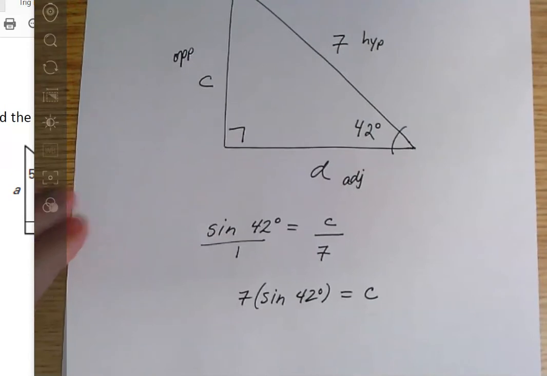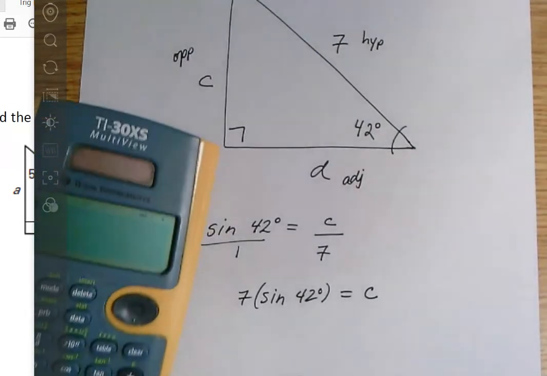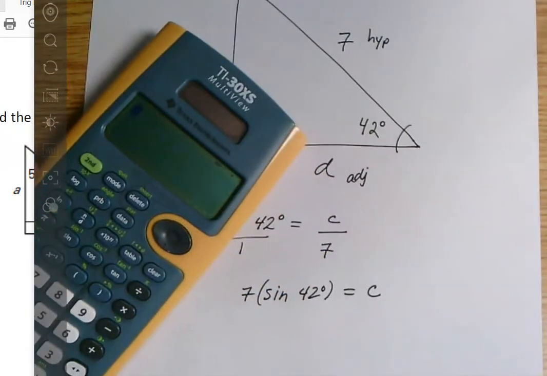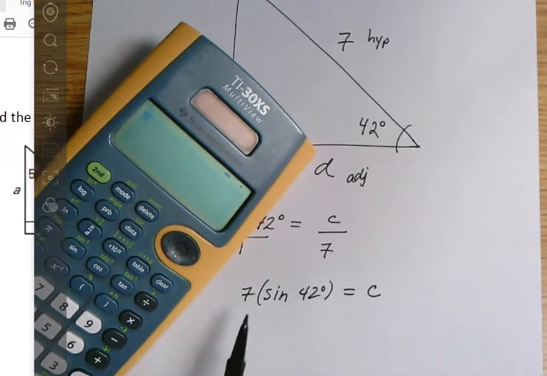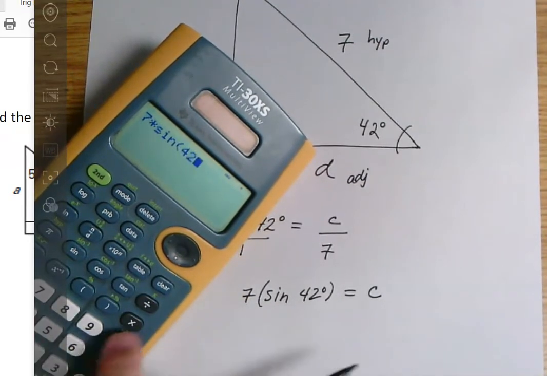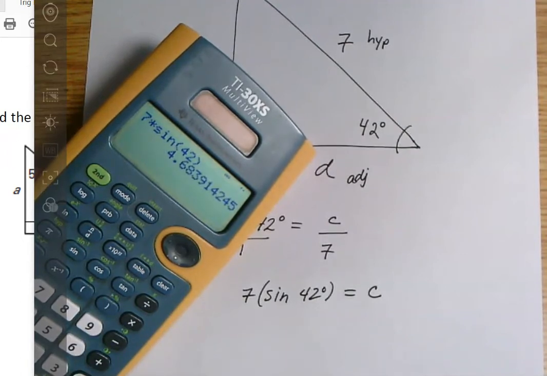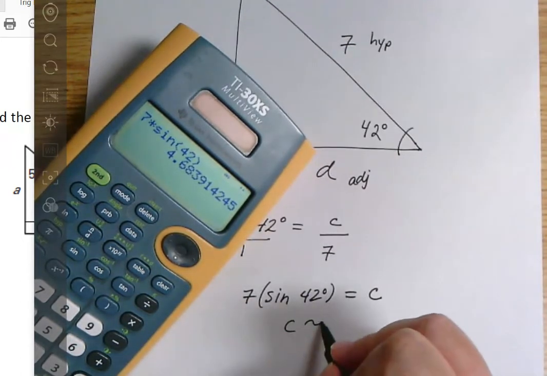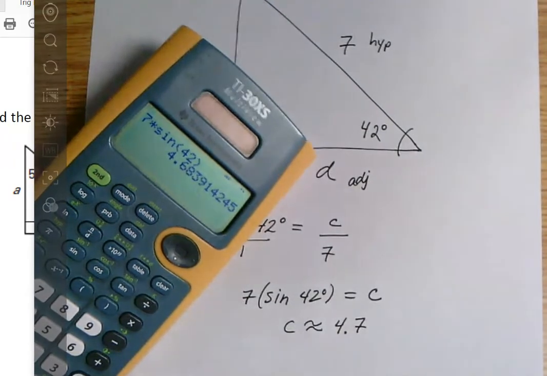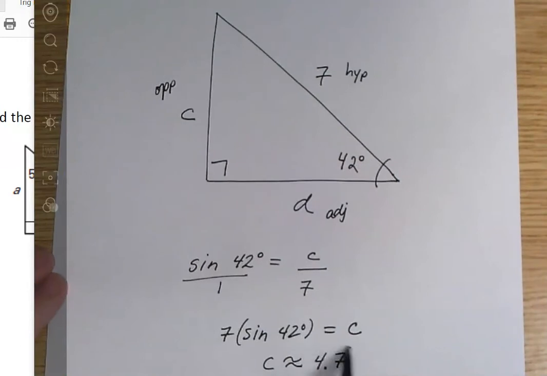Is my variable alone? Yes, in this case. So I don't have to keep going. Once my variable is alone, once it's isolated, I'm ready to put it in the calculator. Whatever it says is going to be equal to c. And it says 7 times sine 42. So c is approximately equal to 4.68. Let's go with 4.7. So that's c.